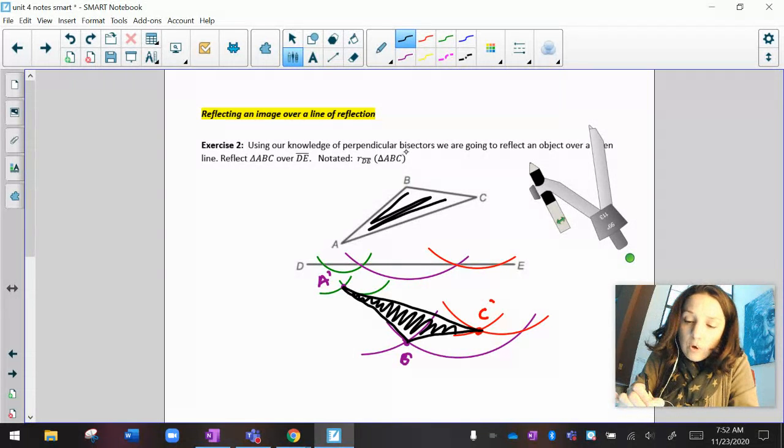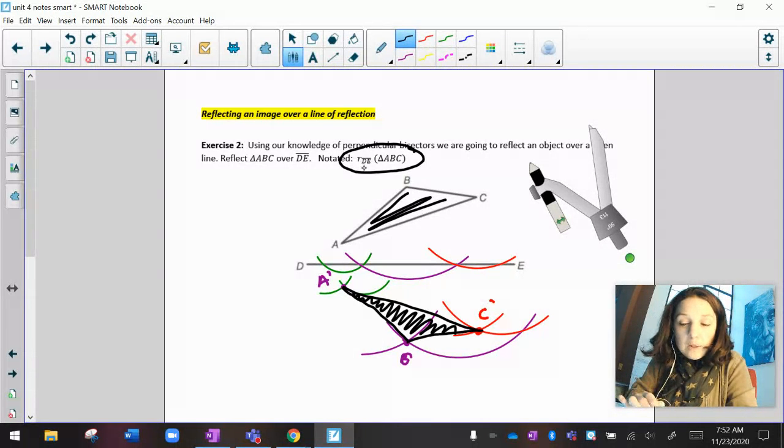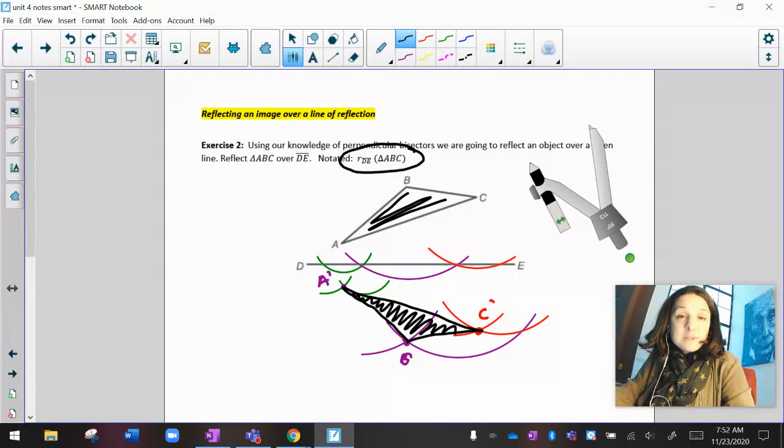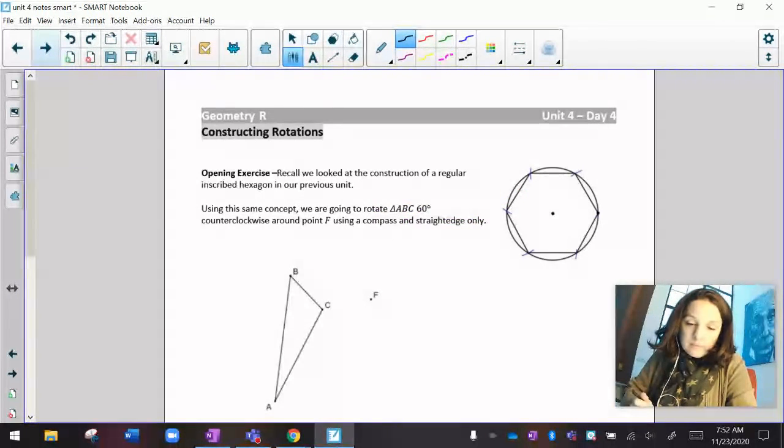Okay. Now, notation, that's a lowercase r. So reflections are noted with a lowercase r, and then the line of reflection becomes a subscript. So this means the reflection over DE of triangle ABC. Okay. And that's it. That's all we got.